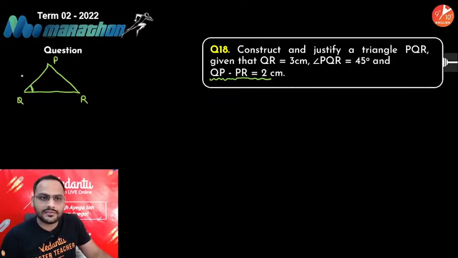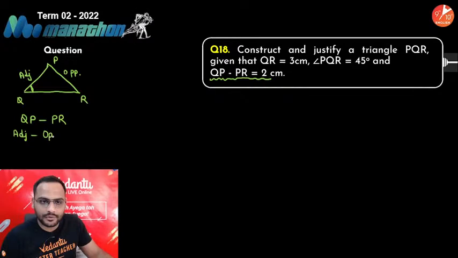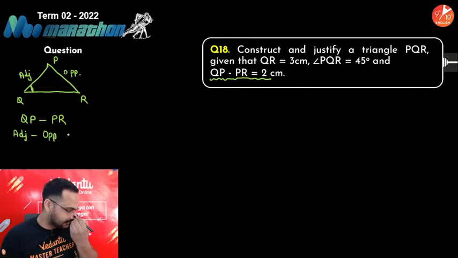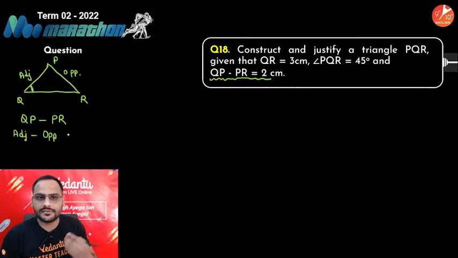So if the base angle is angle Q, I will say this side is the adjacent side to the base angle, and this side is the opposite side to the base angle. Here they have given you QP minus PR, that means adjacent minus opposite. Adjacent side is greater, so the normal way we do in sum of the sides, the same way.